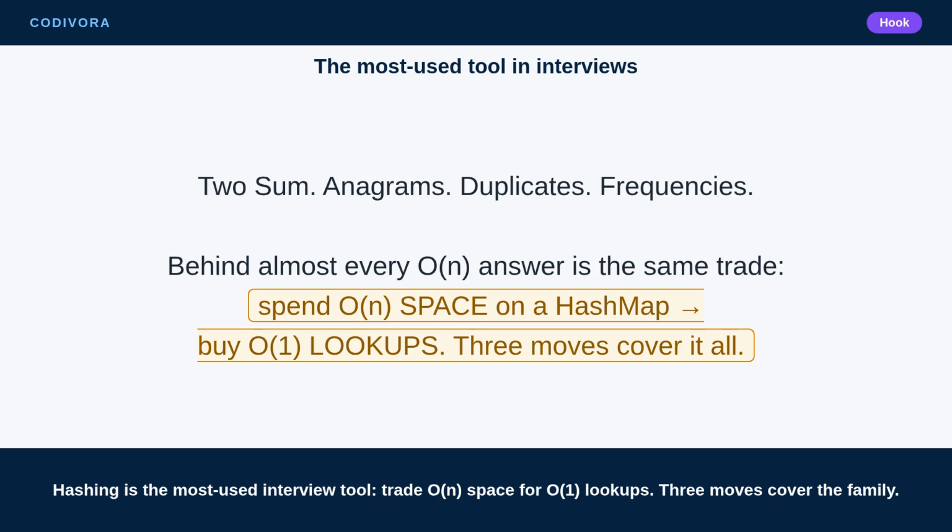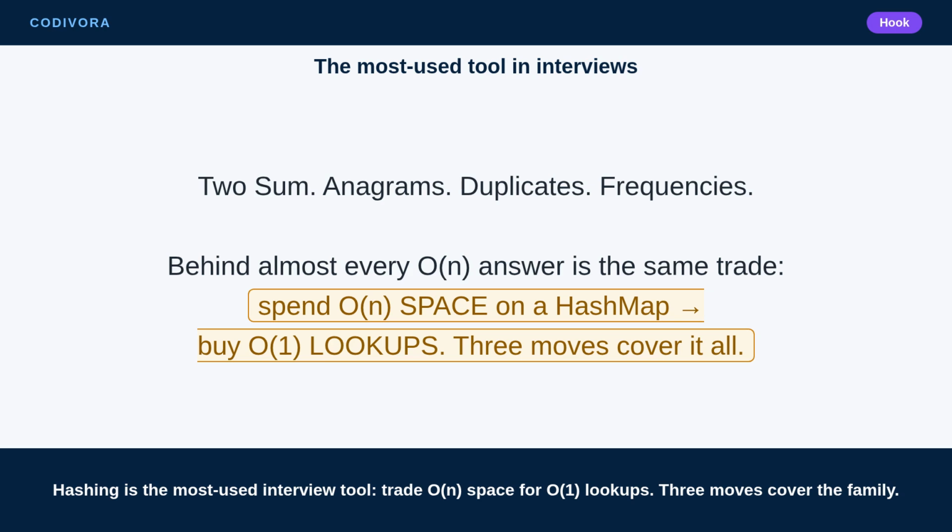Let's cover hashing, honestly the most used tool in coding interviews. Two-sum, anagrams, duplicates, frequency counts, behind almost every O(n) answer sits the same trade: spend linear space on a hash map for constant-time lookups.